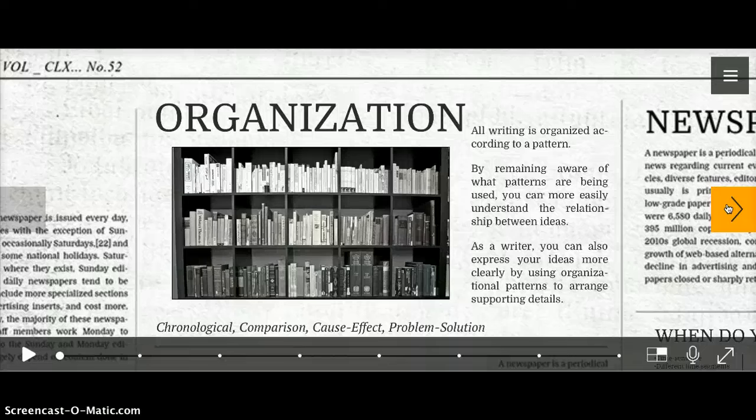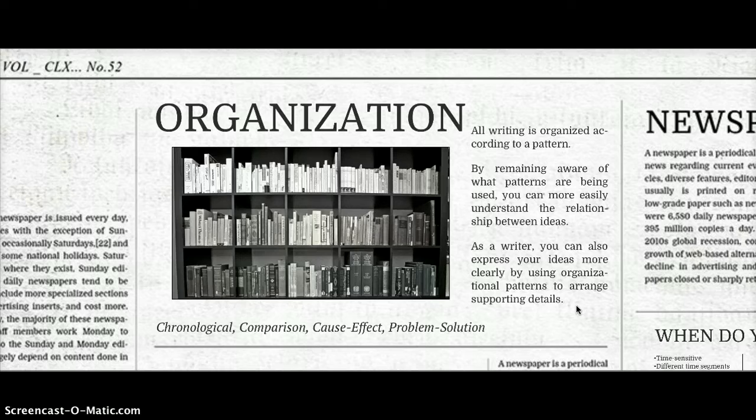Okay, friends, so today we're going to talk about organizational patterns in writing, and the four that we are going to address are chronological, comparison, cause and effect, and problem solution. Now, of course, there are more patterns than just these four, but today those are the four that I want to discuss. The reason I think organizational patterns in writing are important is that the more you notice them as a reader, the more you will notice them as a writer, and the higher the comprehension and the relationship between your ideas as a writer will be.